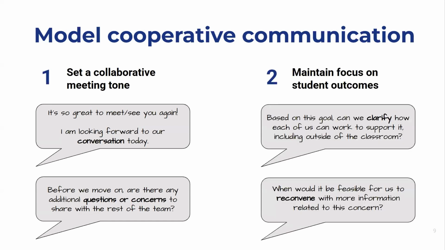You can also help the team stay focused on student outcomes. Examples include asking clarifying questions, such as how all team members can contribute to a student's progress toward goals, not just the classroom teachers. Or noticing when the team has raised questions that may not be able to be resolved at the current meeting, and suggesting that it is okay to pause to gather more information and then reconvene at a later date to review it.